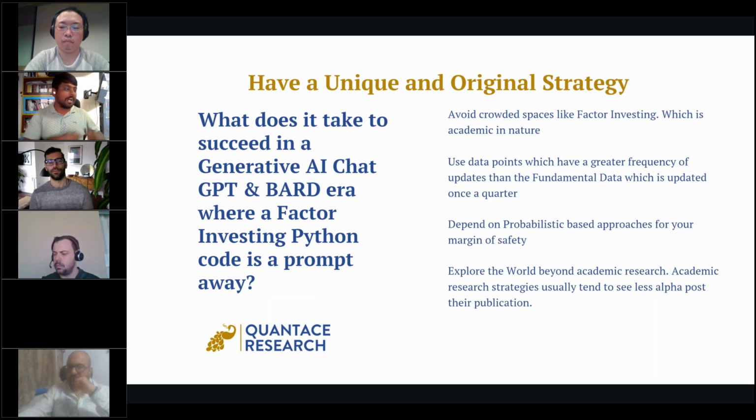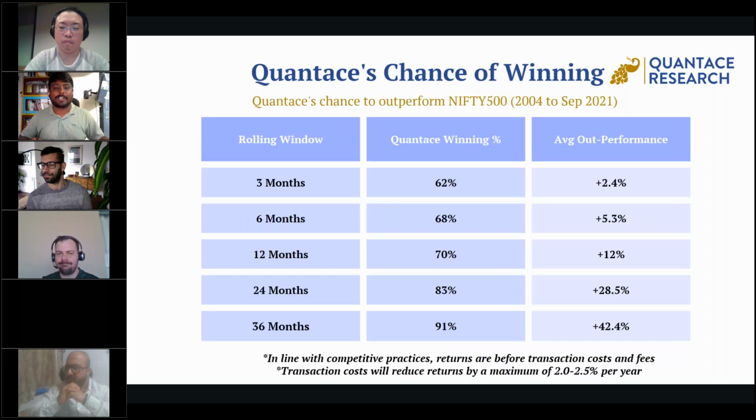Like if you're taking yes, how are you handling the bias, etc. And one more thing is, depend on probabilistic based methods for your margin of safety. For us, the probabilistic based method was this chance of winning. So I knew that it is only a matter of time for us to create alpha, and with time we'll be able to create alpha.